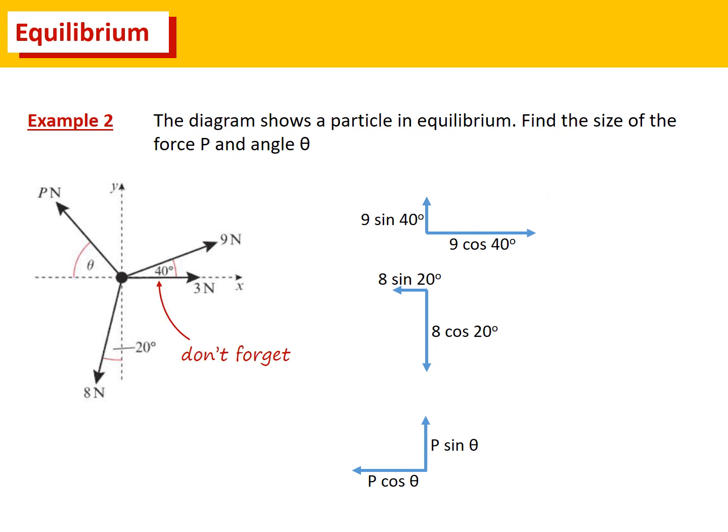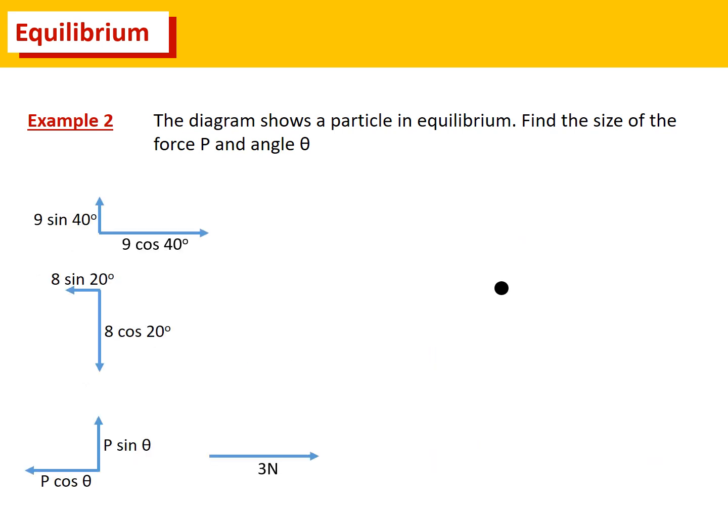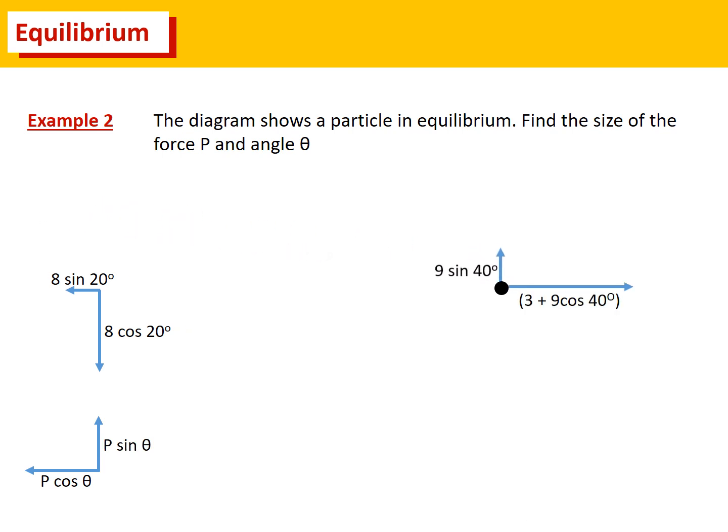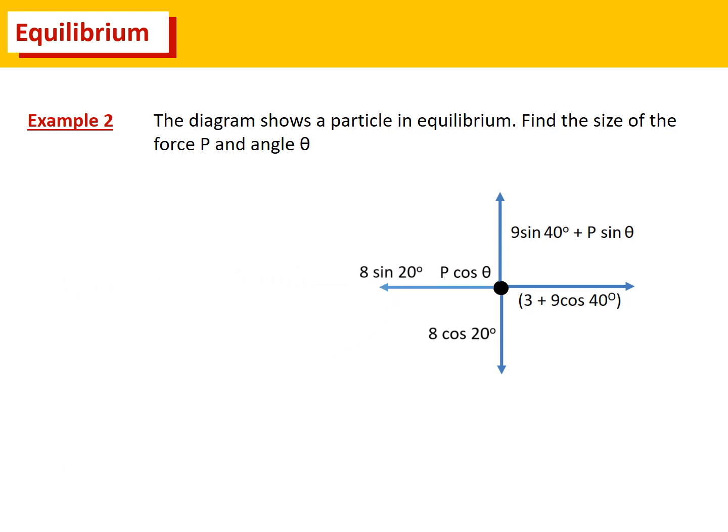We've also got the 3 Newton force, so don't forget about that, and we're going to put now all those component forces together. And when we put them together, this is what it will look like. The horizontal forces to the right, we've got 3 plus 9 cos 40. The vertical components, upwards we've got 9 sin 40 plus P sin theta. Downwards we've got 8 cos 20. And then horizontally 8 sin 20 plus P cos theta.